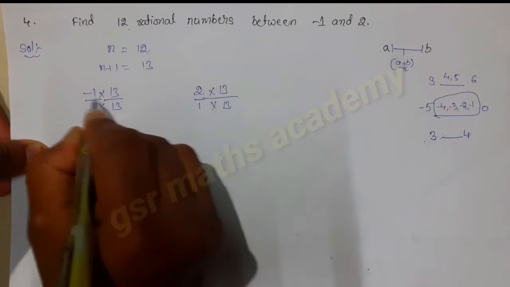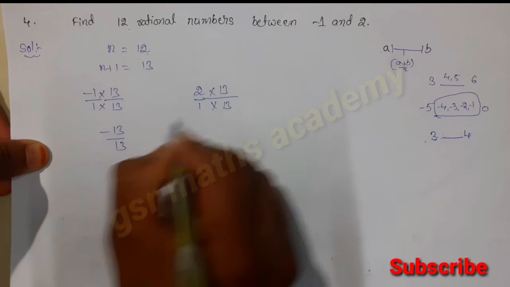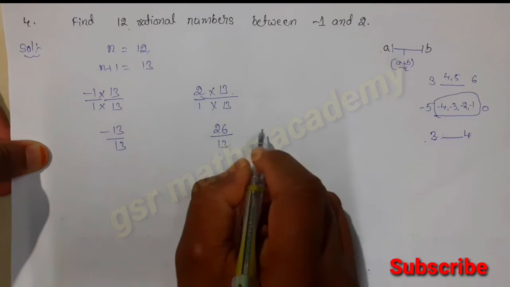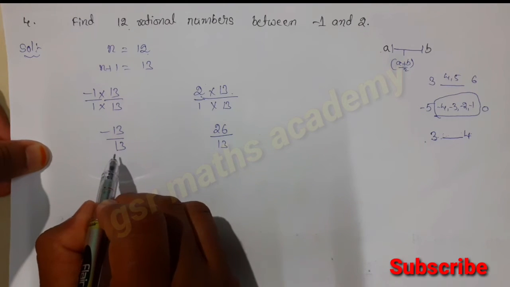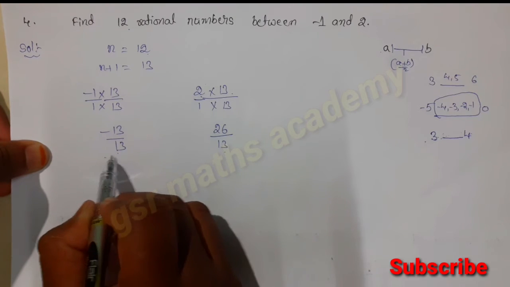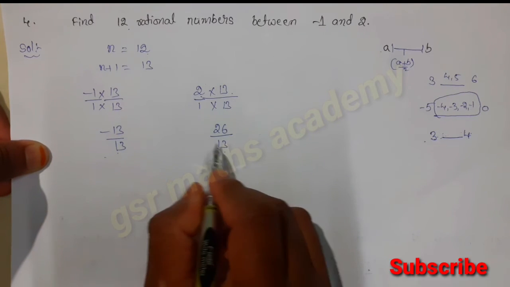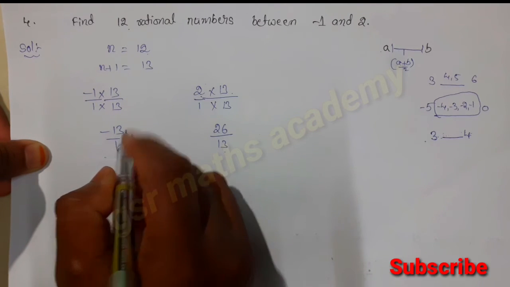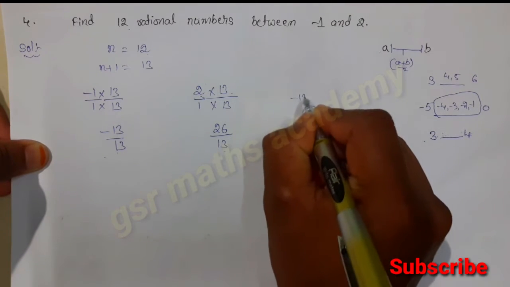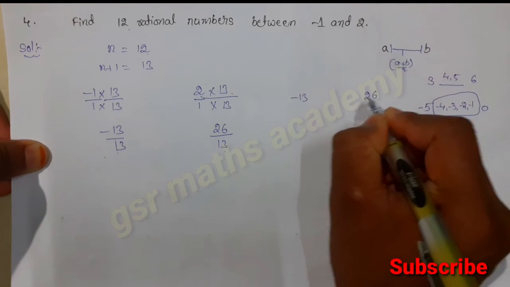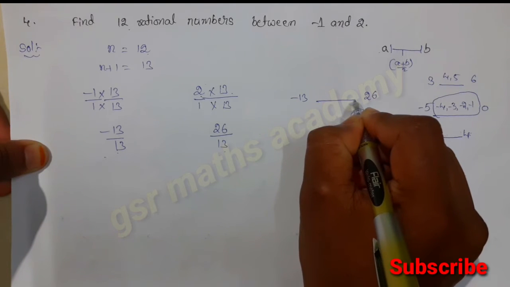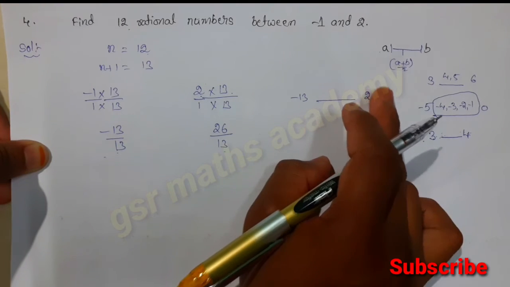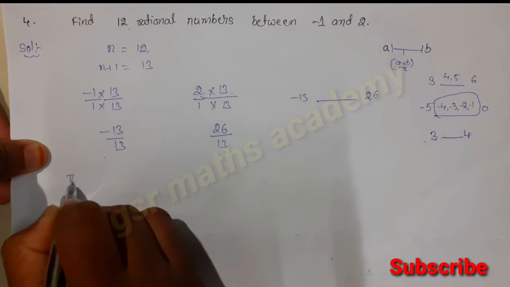On multiplying this, you get -13 by 13 and 26 by 13. Now if you observe, these two rational numbers have the same denominator, 13 and 13. What are the numerators? The numerators are -13 and 26. Now can we write any integers which lie between these two? Yes, we can write. What are the integers which lie between -13 and 26?